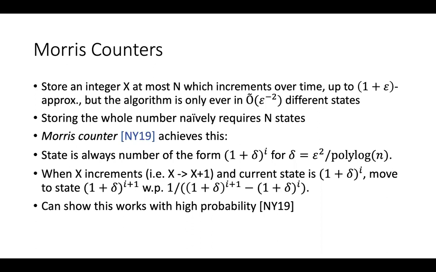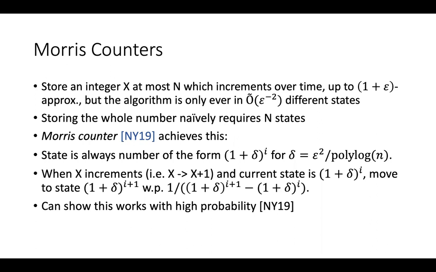So the idea is that the state is always just going to be a number of the form (1+δ)^i, so that you hit every possible 1+ε interval, except it was a little smaller. It's ε² over polylog n. When x, this integer we're trying to store, increments, and our current state is (1+δ)^i, we're going to move up to the next state with probability 1 over (1+δ)^(i+1) minus (1+δ)^i.